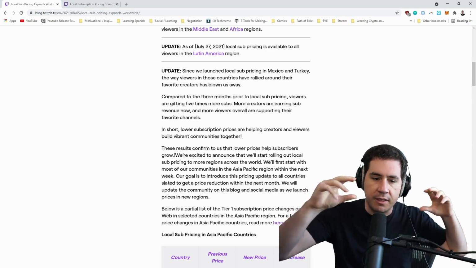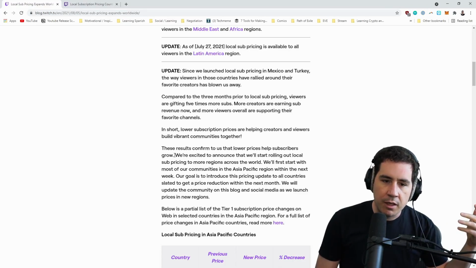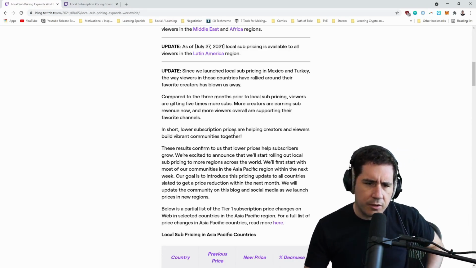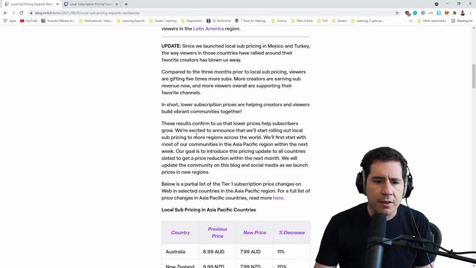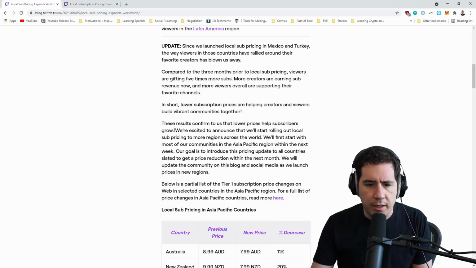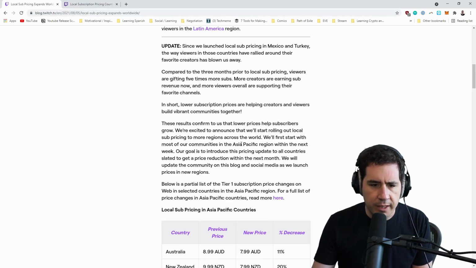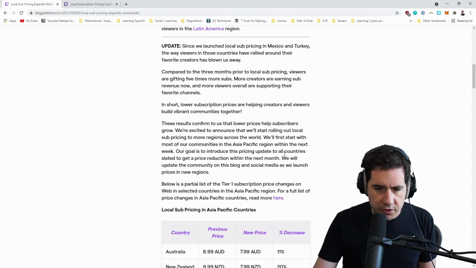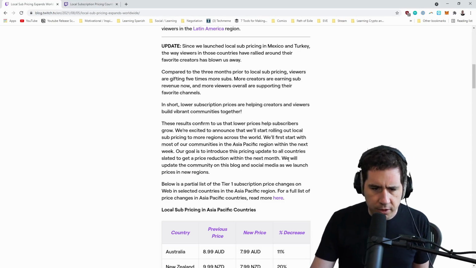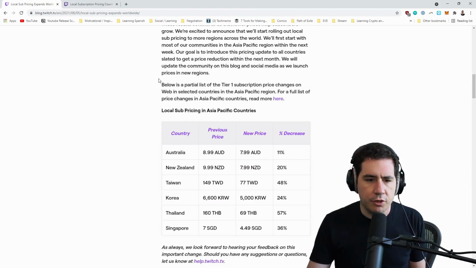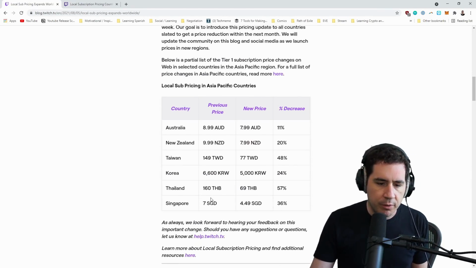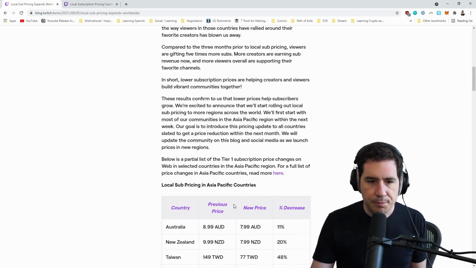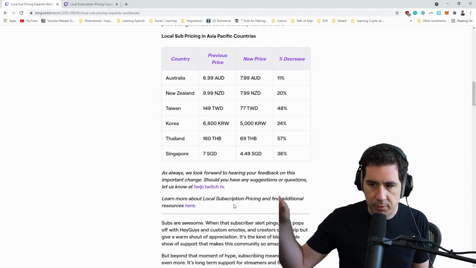So the idea that they're trying to claim here that 2 or 3 months of data, or maybe even less, because I'm seeing in July some of these updates got made, that this results in better revenue for creators is crazy, right? That's not something that we can assume from this. So our goal is to introduce this pricing update to all countries slated to get the price reduction within the last month. Okay, cool. So shortly said, right now, I don't think we have the data to determine that localized sub pricing is going to increase subscription prices or increase an amount of subscriptions and thus increase creator revenue.